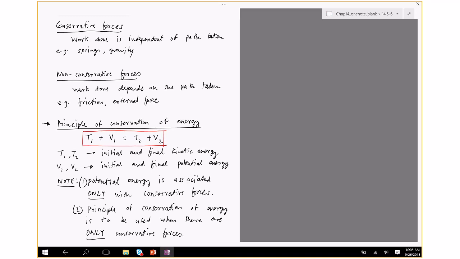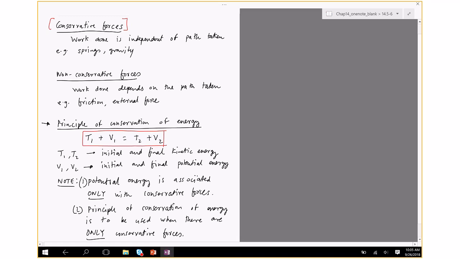So first of all, conservative forces are forces in which the work done is independent of the path taken. Examples are gravity. If you move an object from here to here, you can move it this way, this way, this way. What matters is the final and initial position, and that determines the potential or the work done, right? mg(y2 - y1). It doesn't depend on the path taken. So those forces are called conservative forces.